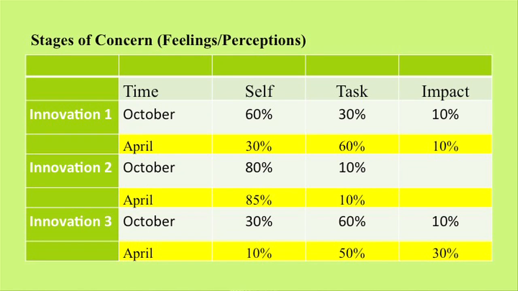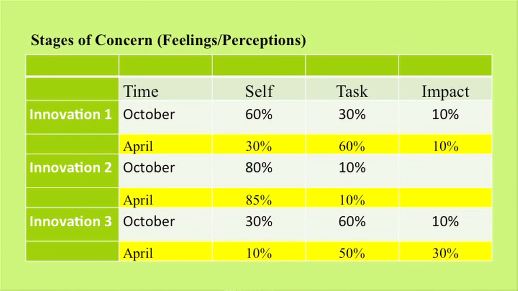So for innovation one, when we start off, we've got 60% of the participants with self-concerns. Now, there have been some interventions, a successful process going on, so that by April, only 30% have self-concerns, and 60% now have task concerns. That would be the typical kind of progression I would hope to see in an implementation effort. The next set, innovation two, as you can now begin to see in the pattern, the only change we really get is more self-concerns.